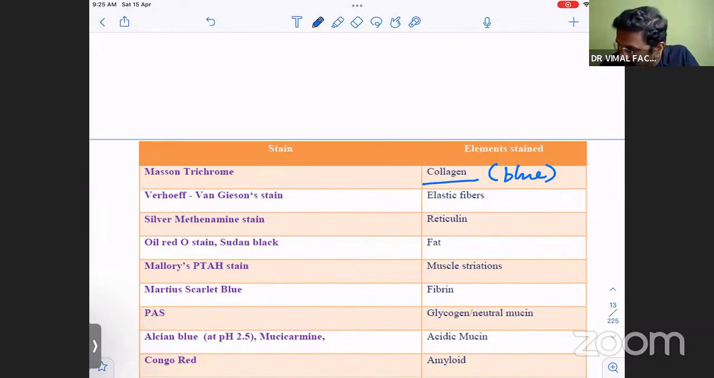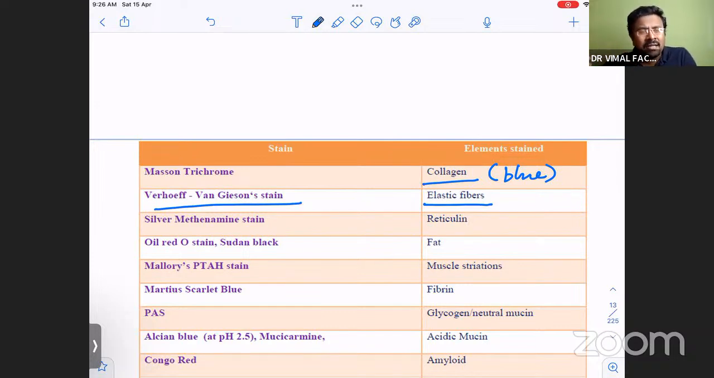Next, von Gieson stain for elastic fibers. These elastic fibers will be highlighted black in color. Especially in Marfan syndrome, when you want to demonstrate cystic medial degeneration, as in dissecting aneurysm, the tunica media will be very weak and the elastic fibers will be lost or degenerated. To highlight the degenerated elastic fibers, you do a von Gieson stain.